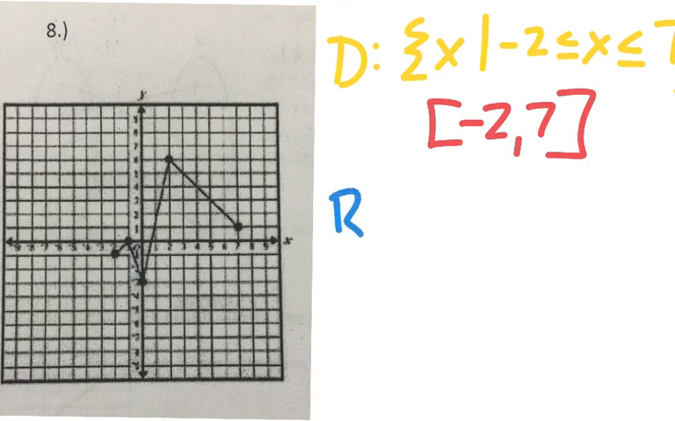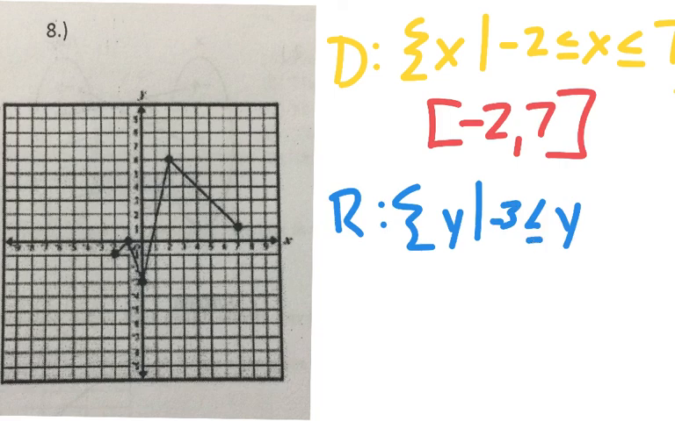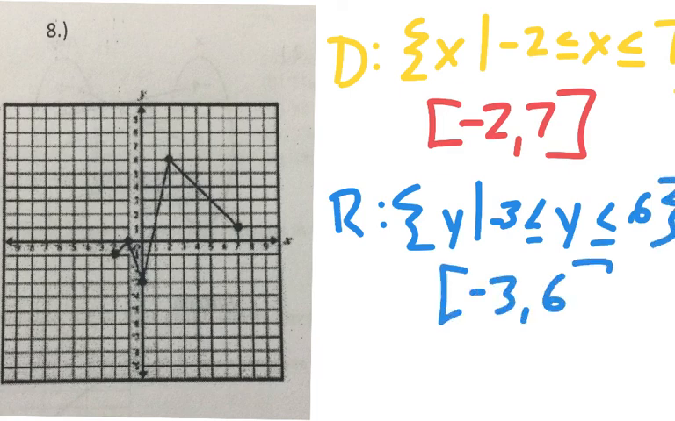Okay, what about the range? What's the lowest y value the graph takes on? -3. Does it include -3? It does. What's the highest y value the graph takes on? Does it include 6? Yes, it does. So in interval notation, we could say it's from -3 to 6, both in brackets. I'm telling you, I can't remember. I say it backwards all the time.